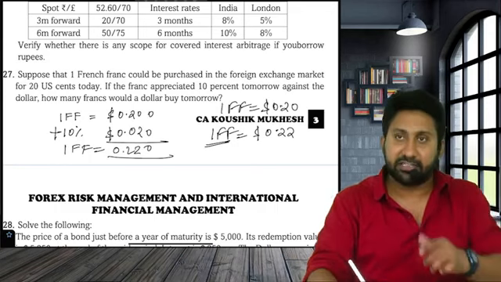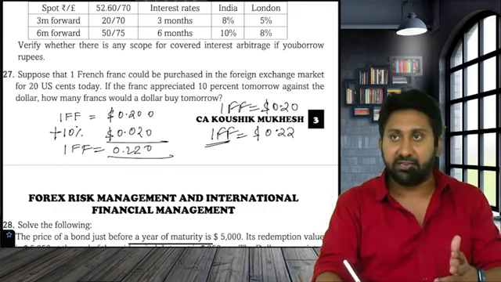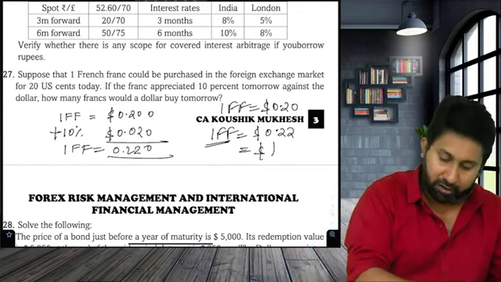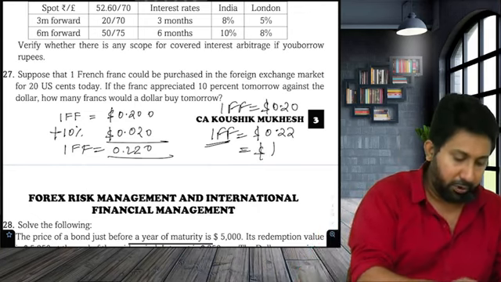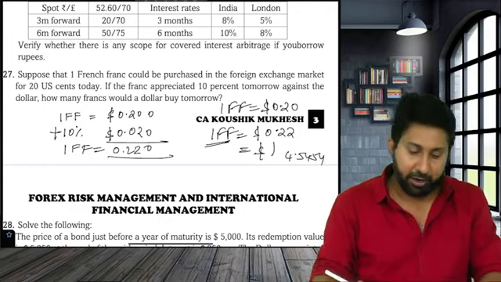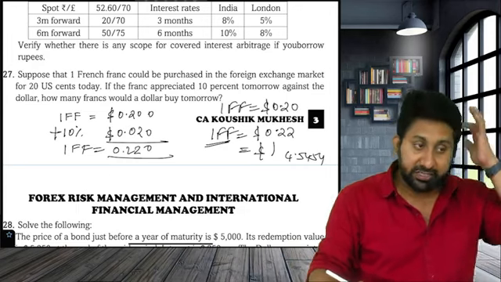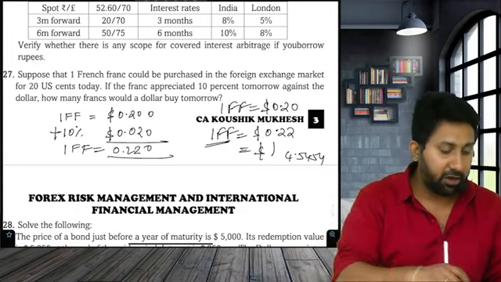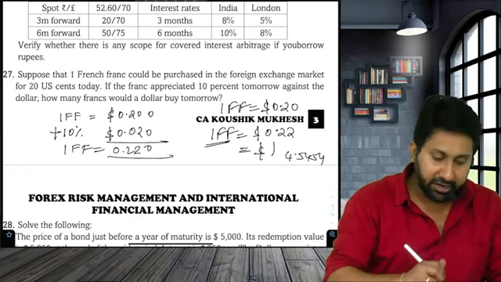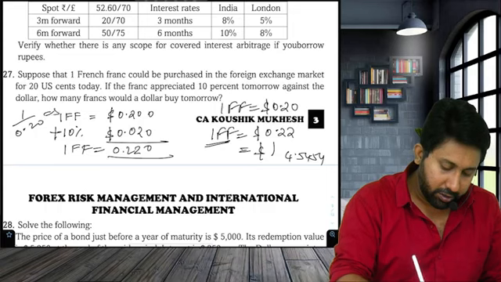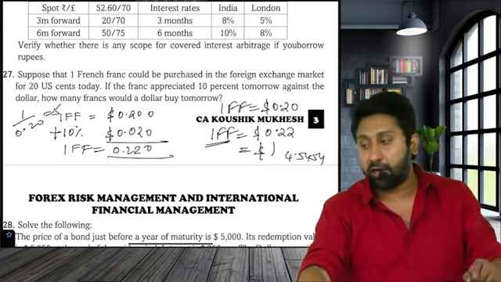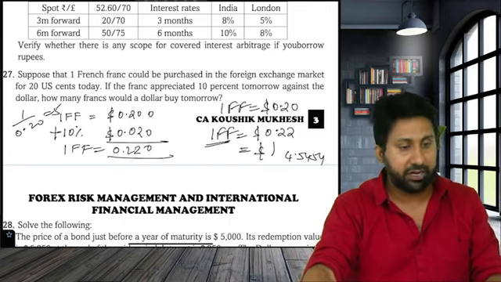So first, the exchange rate: 1 FF equals $0.22. Now he is asking the reverse. How many French francs can $1 buy tomorrow? So $1 divided by 0.22 is 4.5454. This is the answer. In today's market, $1 can buy 1 divided by 0.2, which equals 5 French francs. But later $1 can buy only 4.5454 French francs.